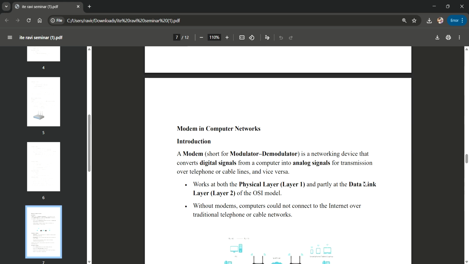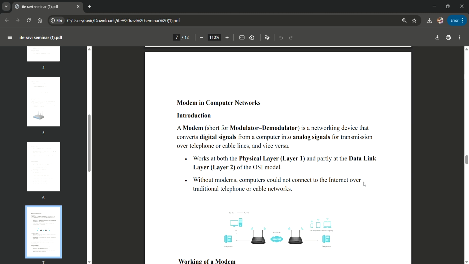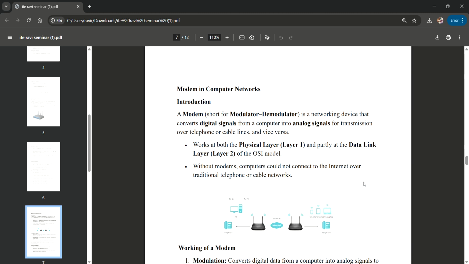So coming to the modem in computer networks, a modem, which is the short form of modulator and demodulator, is basically a networking device that converts digital signals from the computer into analog signals for transmission over telephone lines or cable lines, and vice versa. So it works at the physical layer, that is layer 1, and partly at the data link layer, that is layer 2 of the OSI model. Without modems, computers could not connect to the internet over traditional telephone or cable networks.